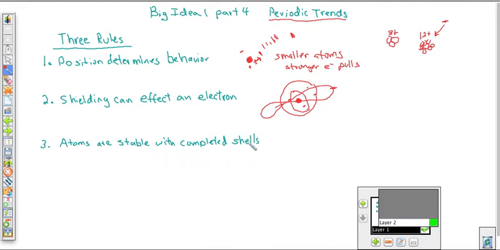And then the final rule with periodic trends and understanding them is that any atom that has a completed shell is stable, and all atoms want that. So if you look at your noble gases, let's just look at helium. Helium only has energy level number 1, and it has 2 electrons, so it has a completed shell. So energy level number 1 is completed with 2 electrons in the s orbital, so it's happy, and it's what we call a noble gas.